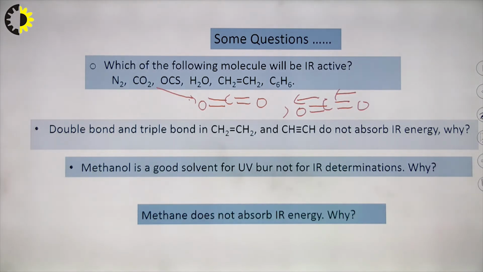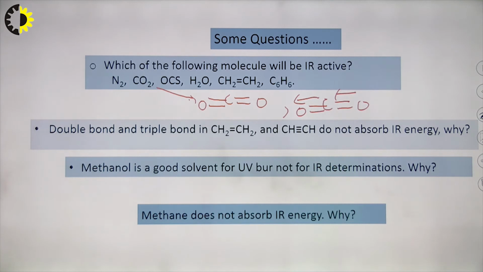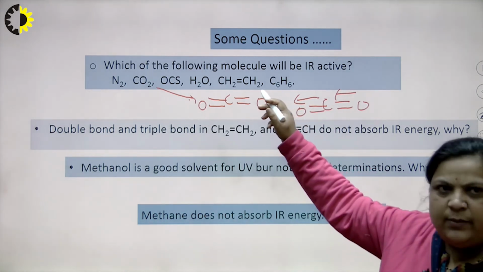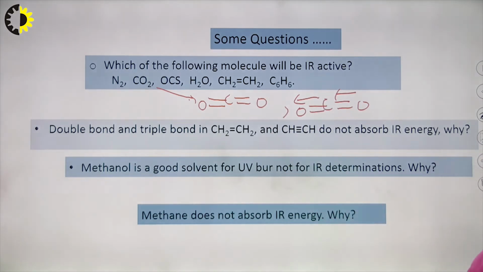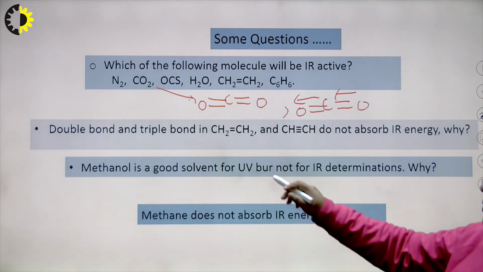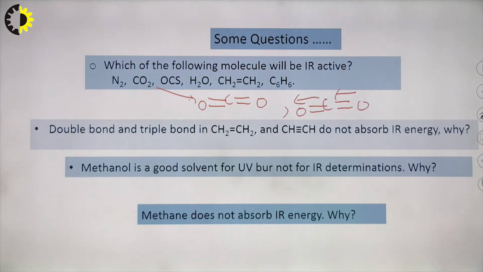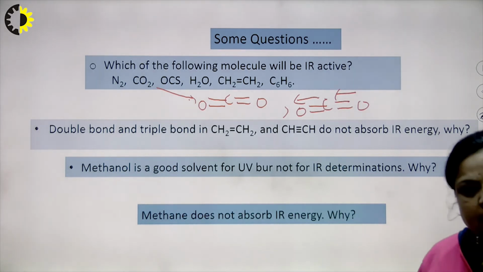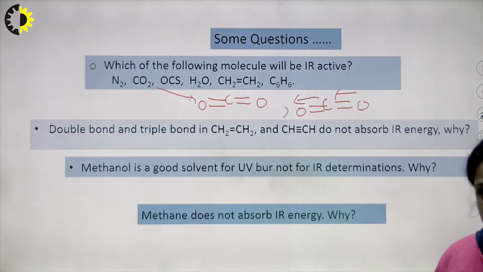OCS is again IR active. H2O has a bent structure. If we stretch the bond or bend the bond, definitely the dipole moment changes, so it is again active. CH2 double bond CH2 is a symmetrical structure, so it is inactive. Benzene, we can say it is active because of the double bond. Double bond and triple bond symmetrical compounds do not absorb IR energy. Why? Because they have symmetrical structure and there is no net dipole moment or dipole moment change during vibration.